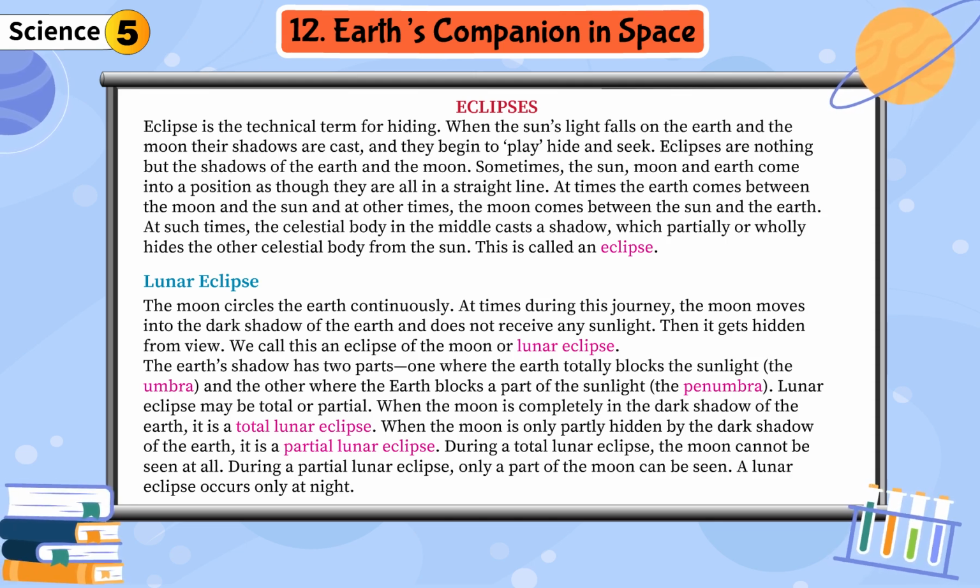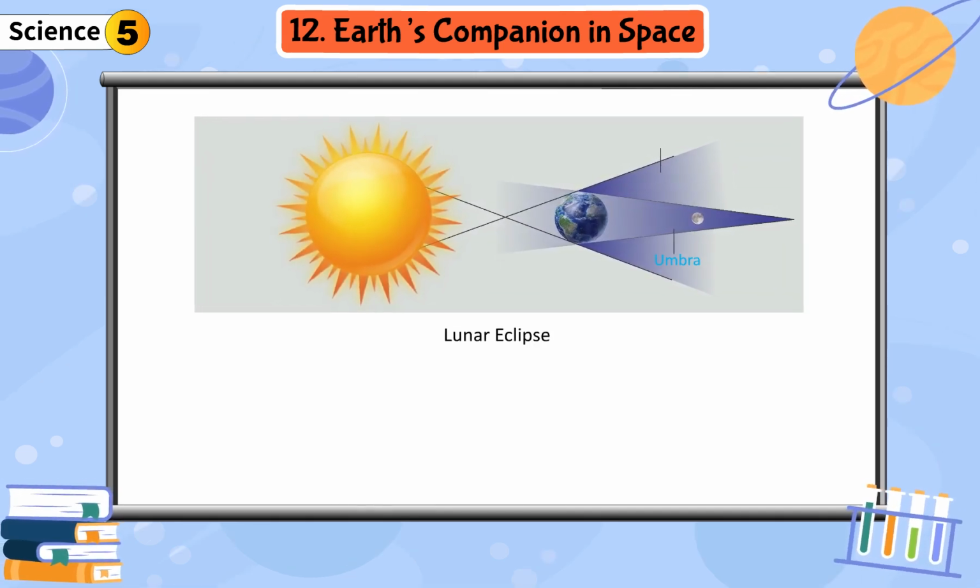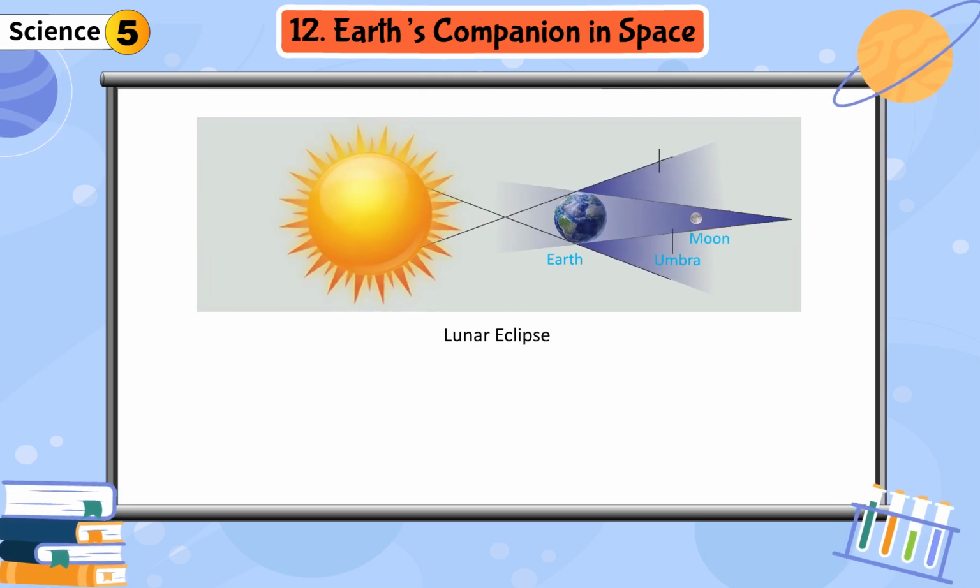Lunar eclipse may be total or partial. When the moon is completely in the dark shadow of the Earth, it is a total lunar eclipse. When the moon is only partly hidden by the dark shadow of the Earth, it is a partial lunar eclipse. During a total lunar eclipse, the moon cannot be seen at all. During a partial lunar eclipse, only a part of the moon can be seen. A lunar eclipse occurs only at night. Lunar eclipse. Umbra. Earth. Moon.